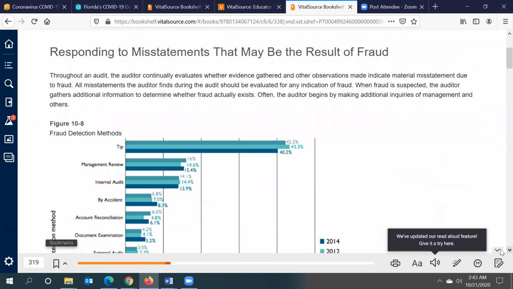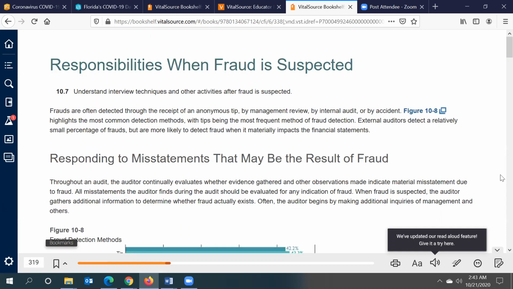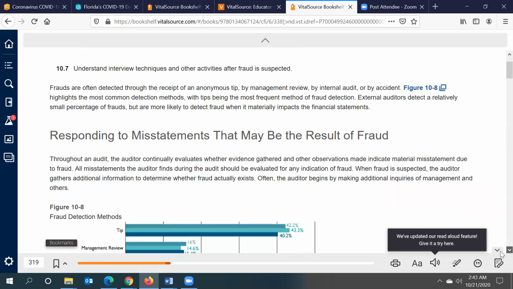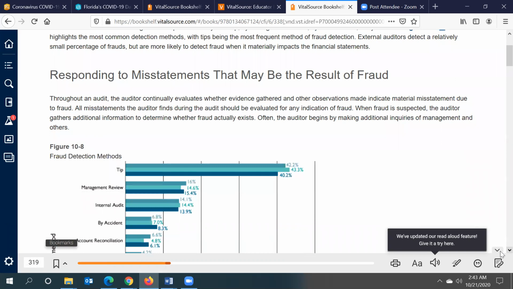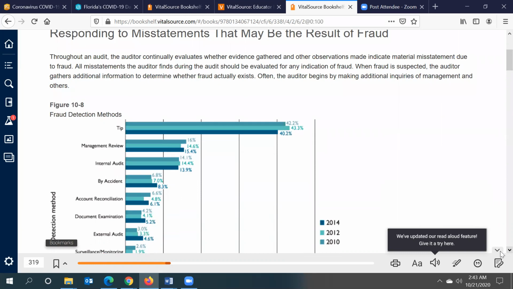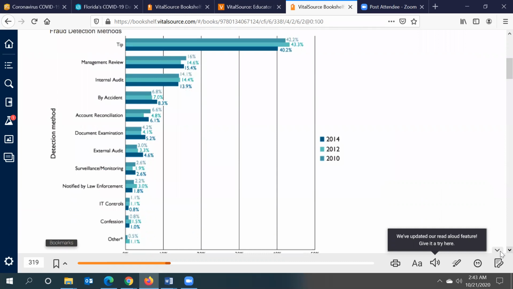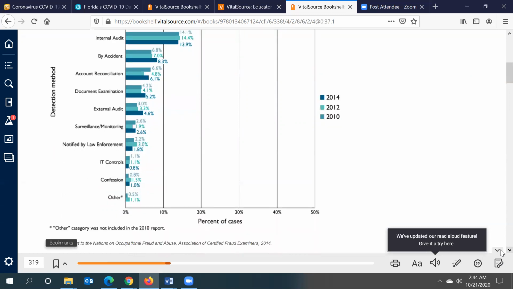So fraud detection methods, we see the most effective one is actually a tip. So if somebody tips someone off, and that's one reason why there should be an honest whistleblowing process within an organization. So have a look at this when you have a chance. And again, we see this came from the Association of Certified Fraud Examiners.